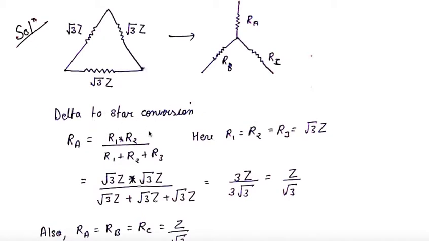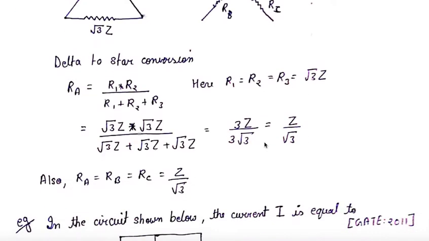Delta to star is RA equals R1 R2 over the sum. Both are root 3 Z and root 3 Z, so the numerator will become 3 Z square. Plus, here in the denominator it will be root 3 plus root 3 plus root 3, so it will be 3 root 3 Z. Z and Z will cut, so only Z will remain here, and 3 and 3 also will cancel out. So the answer comes out to be Z by root 3, and all the resistances are of equal magnitude, so they will each be of Z by root 3 magnitude.